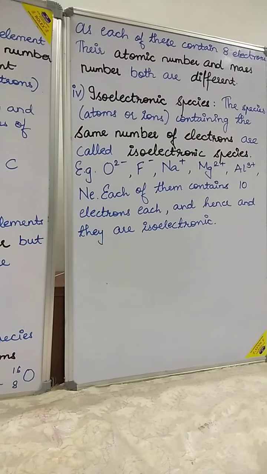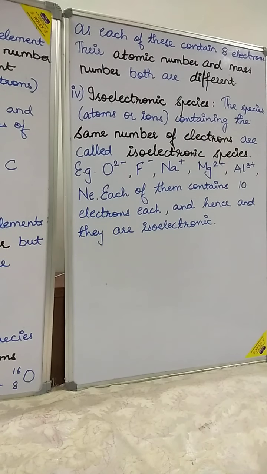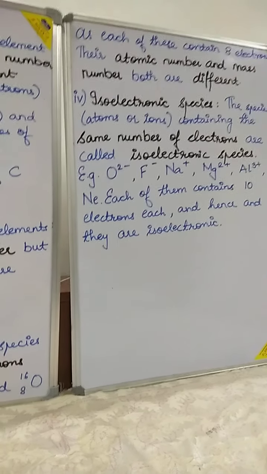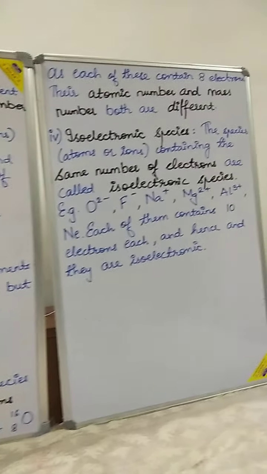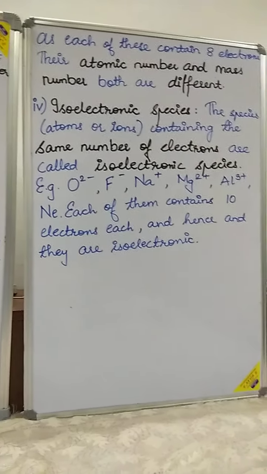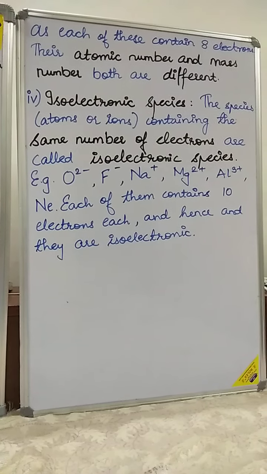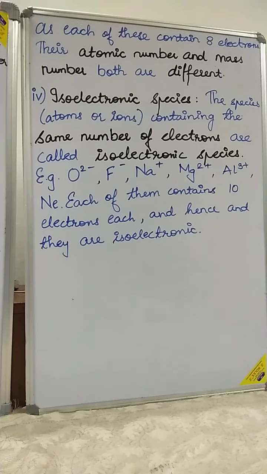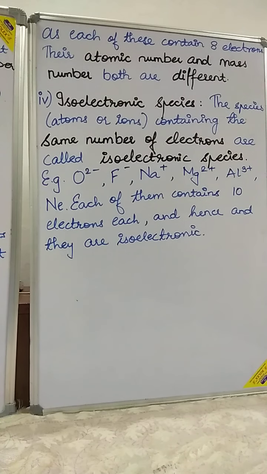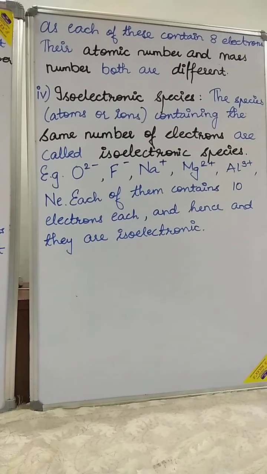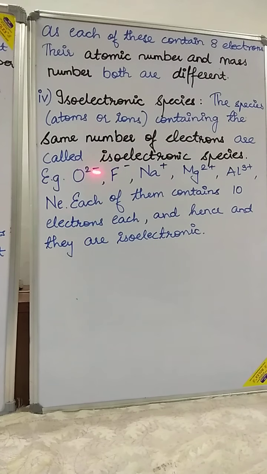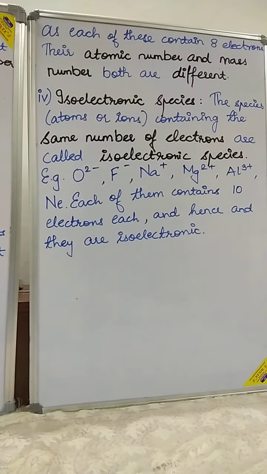In these three species, what do you see? That their atomic numbers and mass numbers both are different. Isoelectronic species, students. Coming to isoelectronic species, the species containing same number of electrons are called isoelectronic species, isn't it? The name indicates iso means same, electronic means electrons.